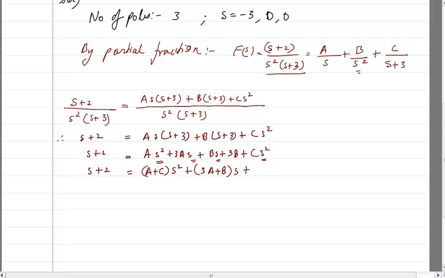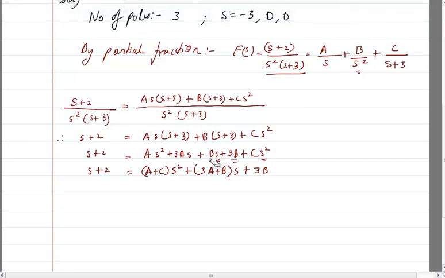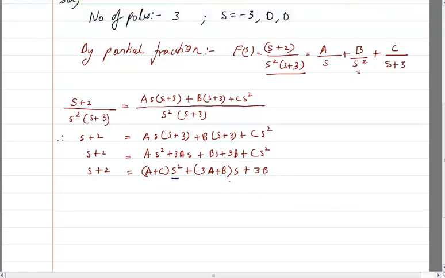plus, now is there any s raised to power 0, it is 3b. So as you can see, what we have done is we have combined the values with same power. So s square I have combined together, s I have combined together, s raised to power 0, which is 1, I have combined together. So I have not written here s raised to power 0. So from higher you come to the lower power.